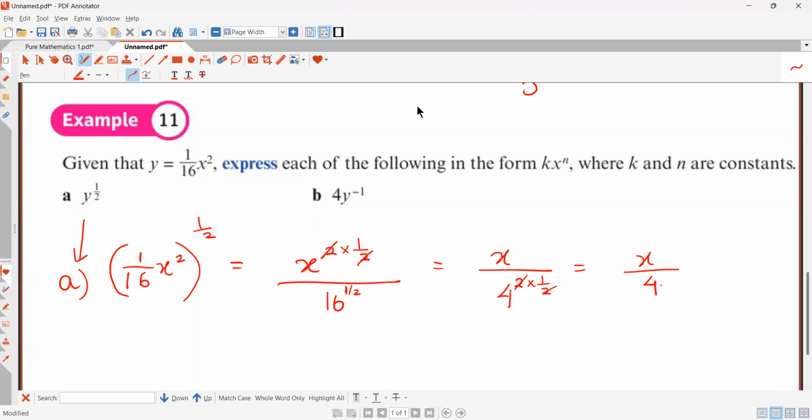Okay. So your k is 1 by 4, x raised to 1. So k is equal to 1 by 4 and n is equal to 1. Now do you understand? Yes or no?